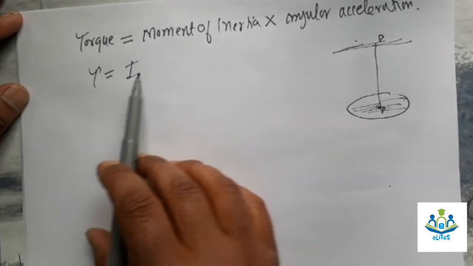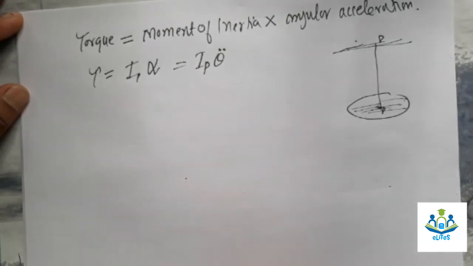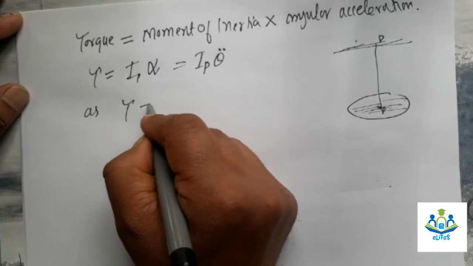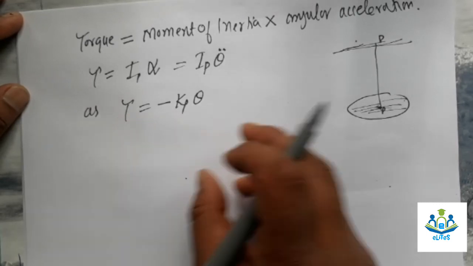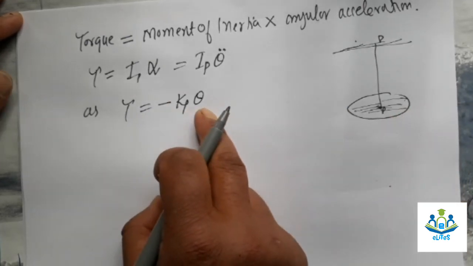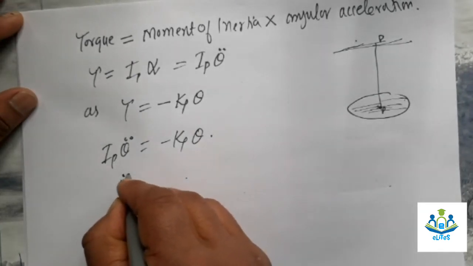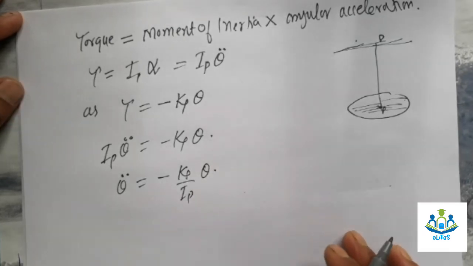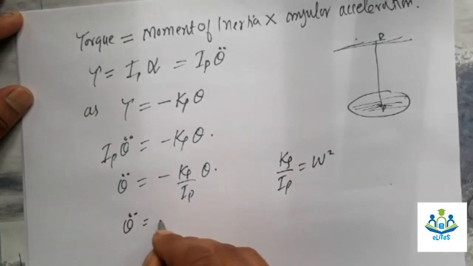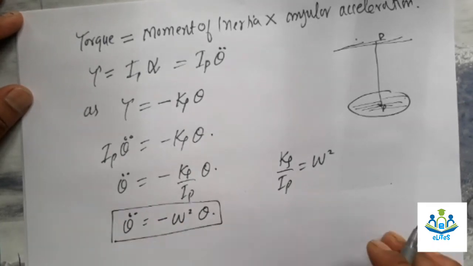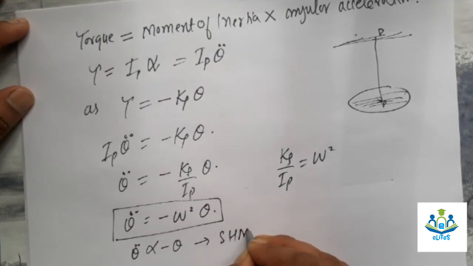Torque is the product of moment of inertia and angular acceleration. So moment of inertia is I, angular acceleration is alpha. It is I times theta double dot. But as torque is minus kappa times theta, this is the restoring force developed when I give it the twist angle theta. So I theta double dot is equal to minus kappa theta. So theta double dot is minus kappa over I times theta. So this is constant. Let this constant be equal to omega square. So theta double dot is minus omega square theta. This is a second order differential equation, and acceleration here is negative times displacement. Angular acceleration is negative times angular displacement. So this is simple harmonic motion.